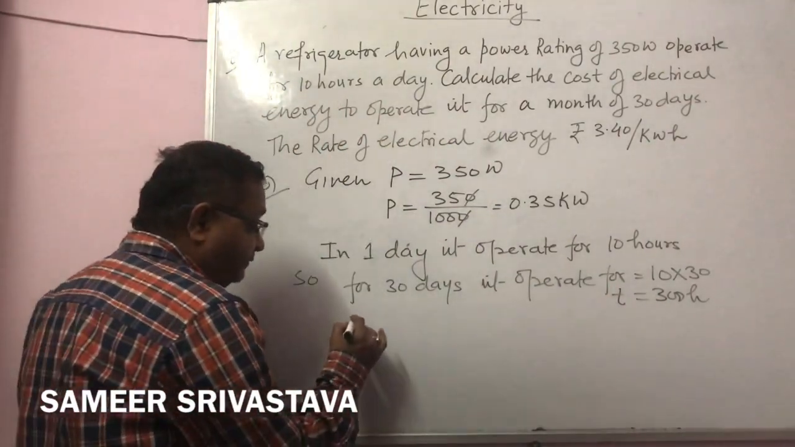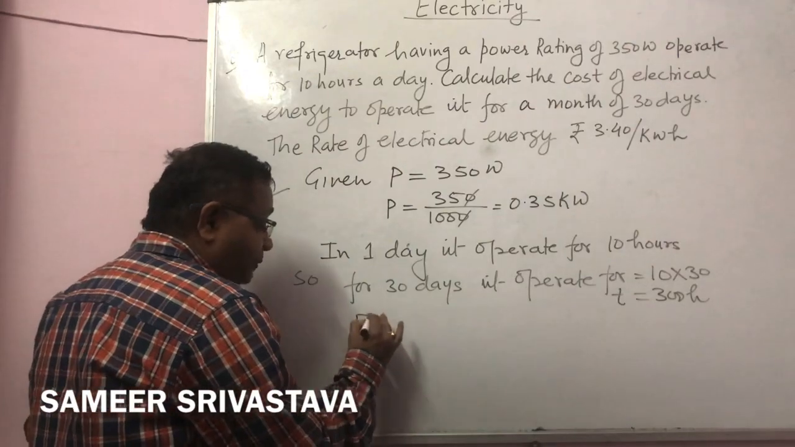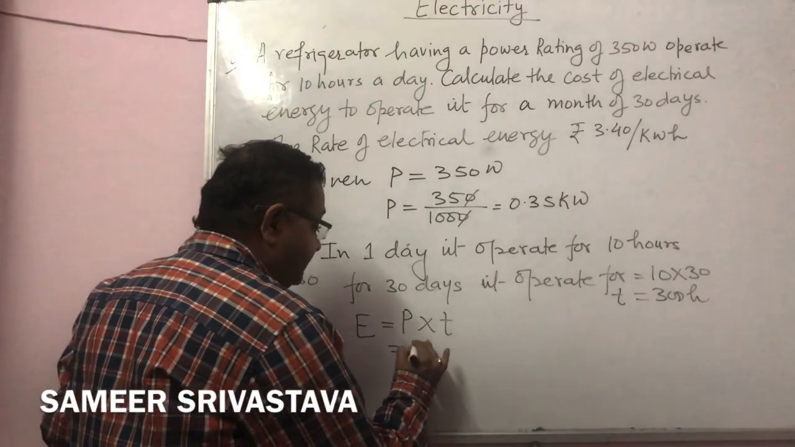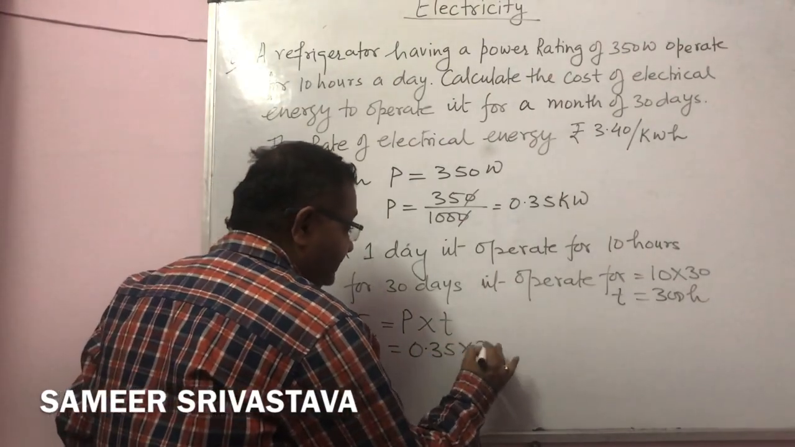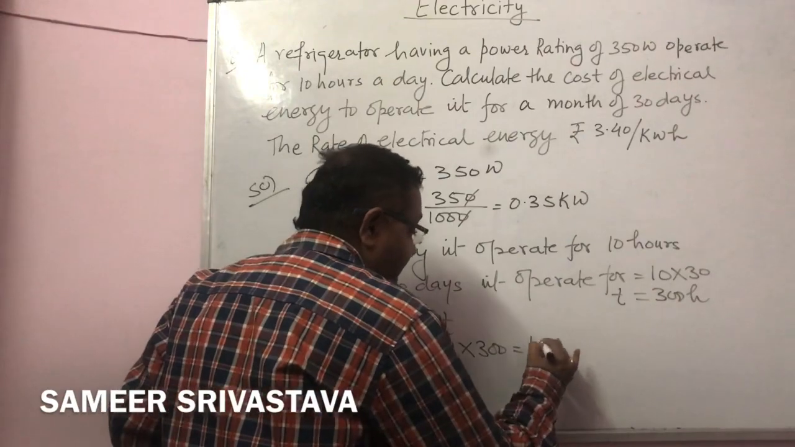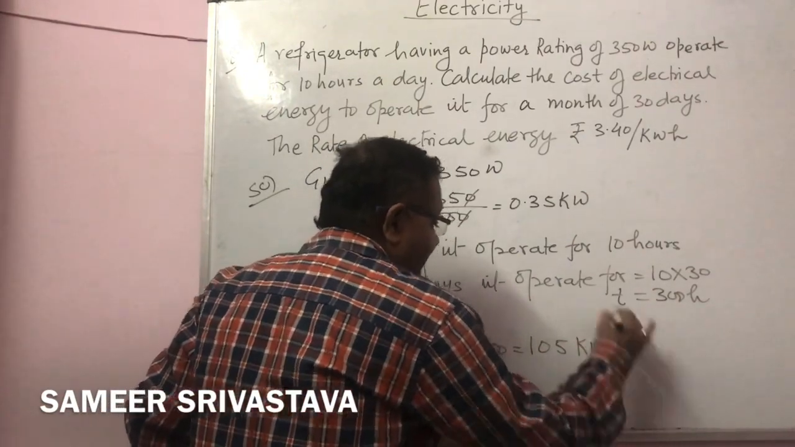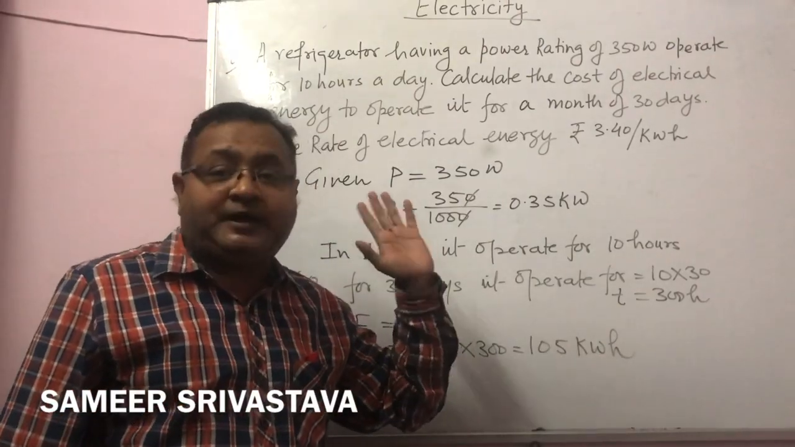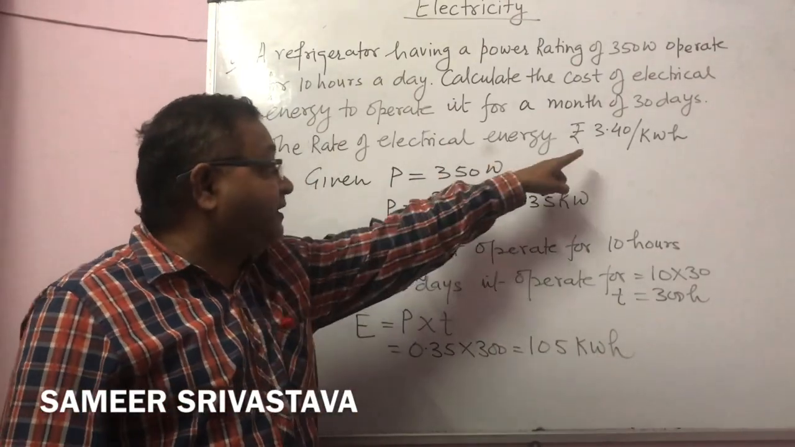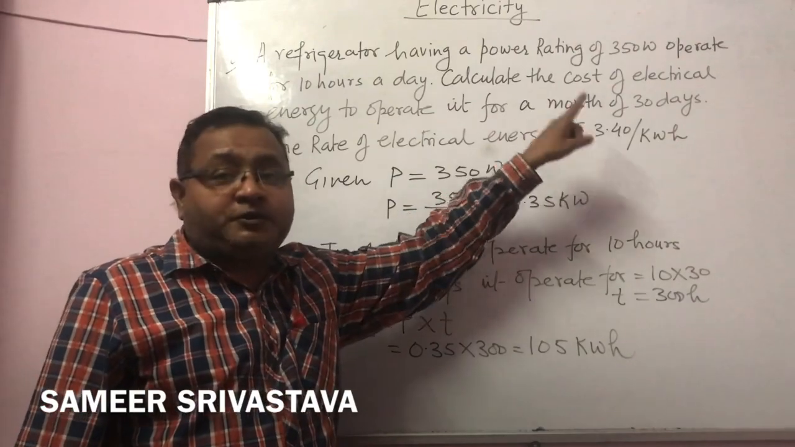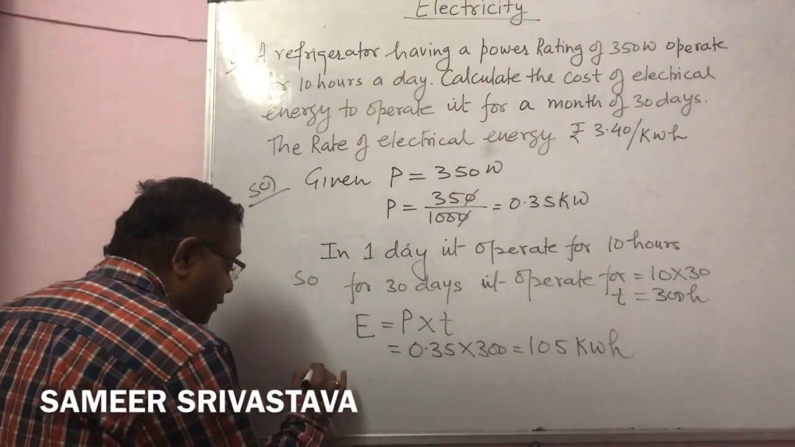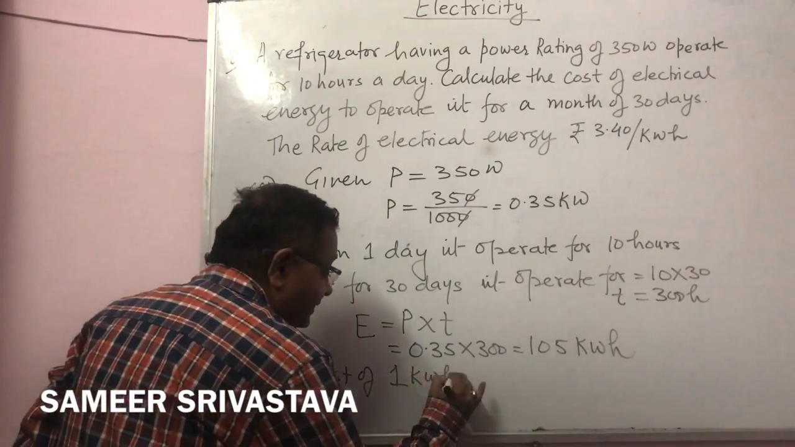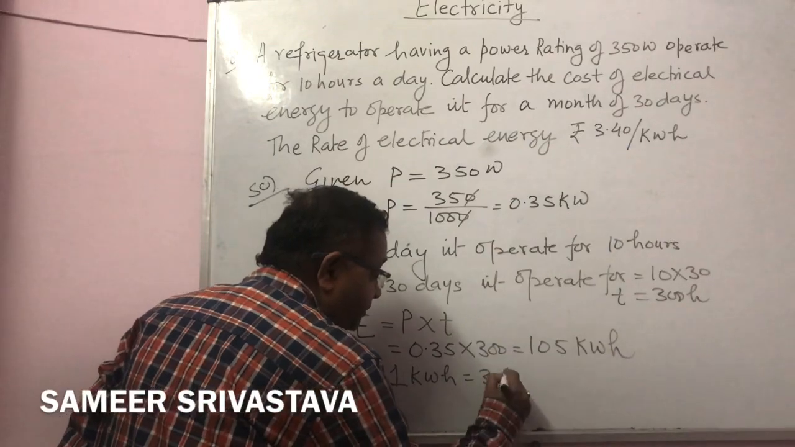Now first of all we have to find the energy. Energy formula is power multiplied by time. Power is 0.35, time is 300, that is 105 kilowatt hour. So the total energy consumed will be 105 kilowatt hour. Now the cost of 1 kilowatt hour is 3.40, 3 rupees 40 paisa.